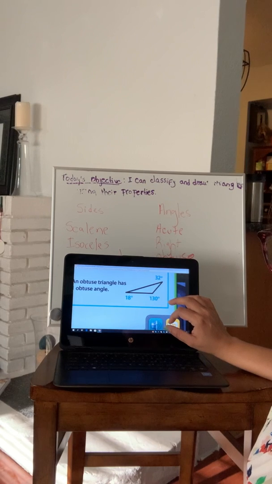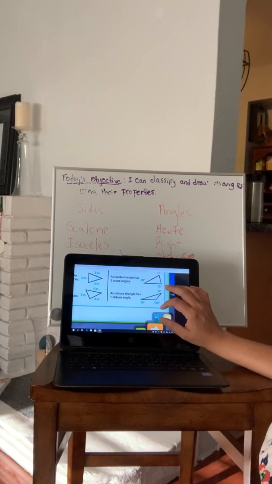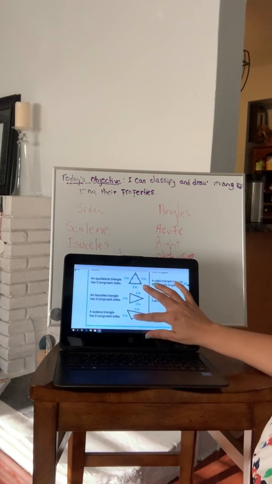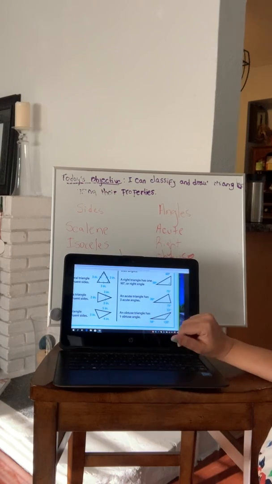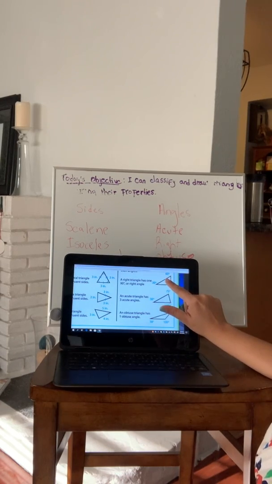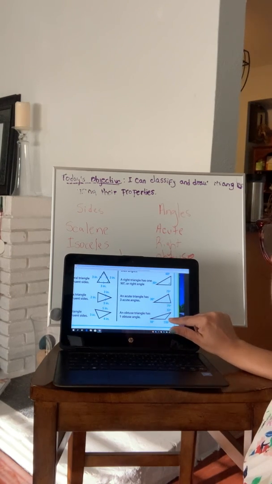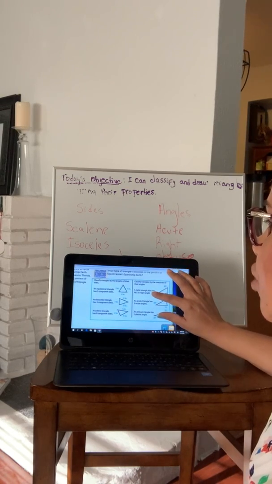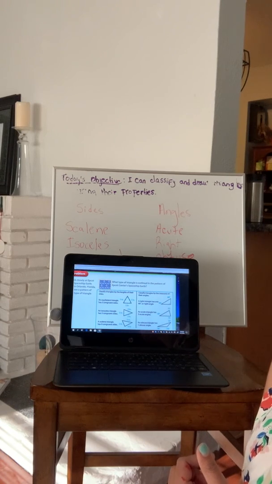Did you memorize those six words already? All right, I'm going to say them again. Scalene, isosceles, equilateral, and then here for the angles, right, acute, and obtuse. Okay, that's the six words. Once you memorize and understand what each one of them means, you will definitely be able to do your work just fine.